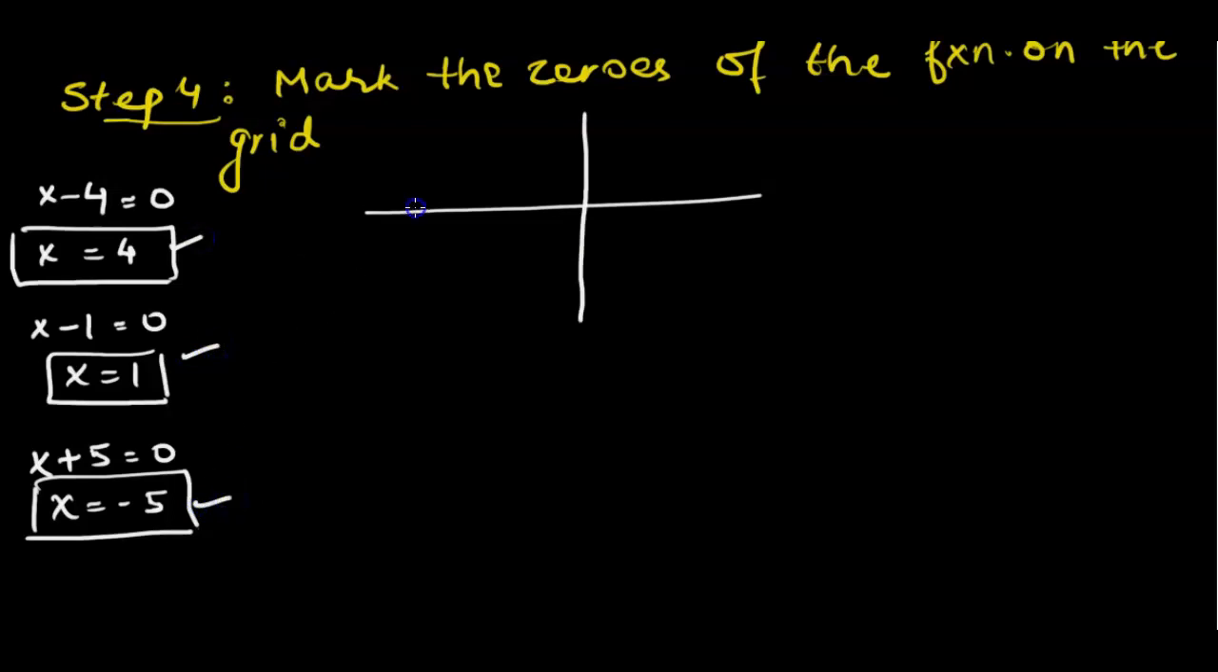We'll mark the zeros. -5, let's say it's here. Next is 1, let's say it's here. Next is 4, let's say it's here. And we already know the endpoints are going to be in the second and the fourth quadrant. We can mark that here as well.